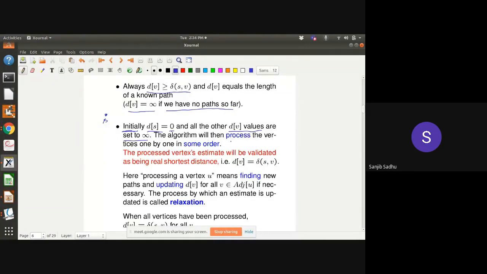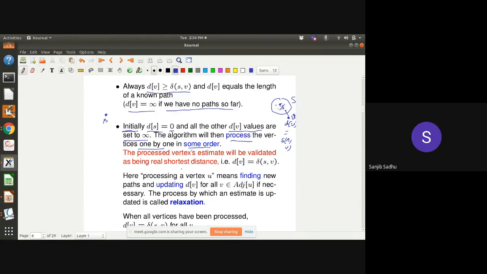And then the algorithm will process the vertices one by one in some order. There should be some order in which we should process the vertices. That will be clear when you read the algorithm. The processed vertices' estimates will be validated as being the real shortest distance. That means whenever you are adding, suppose these are the set of vertices, there is a small set S. Now whenever you add V, dV actually becomes delta S comma V.